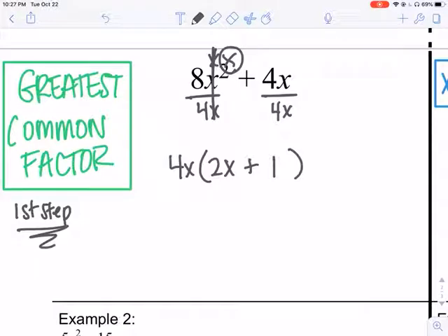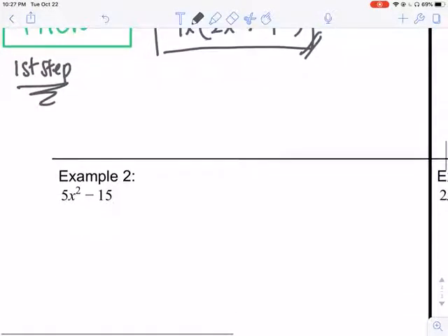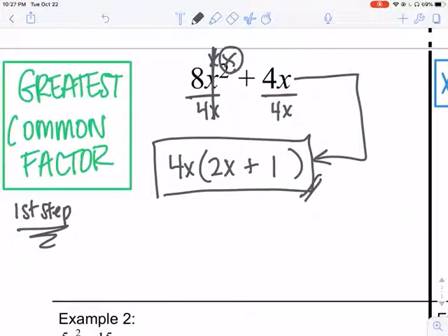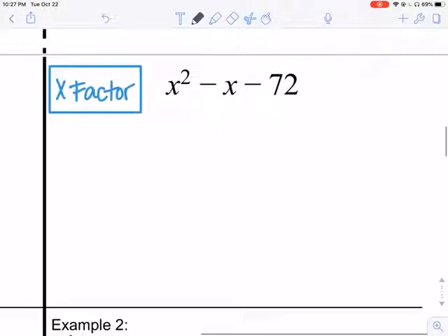So we could say that this is the exact same thing as this. It's just written in factored form. So this would be my factored version. So greatest common factor, we're just trying to take out something that both have in common. So I'll do all of the second examples in a separate video, but we're just trying to take out something in common. So the first step will always be to look for a GCF.